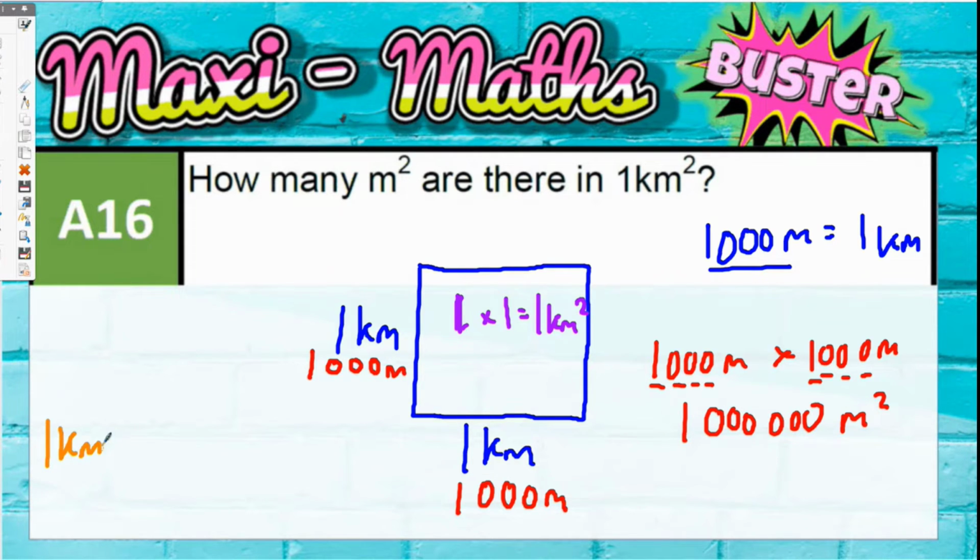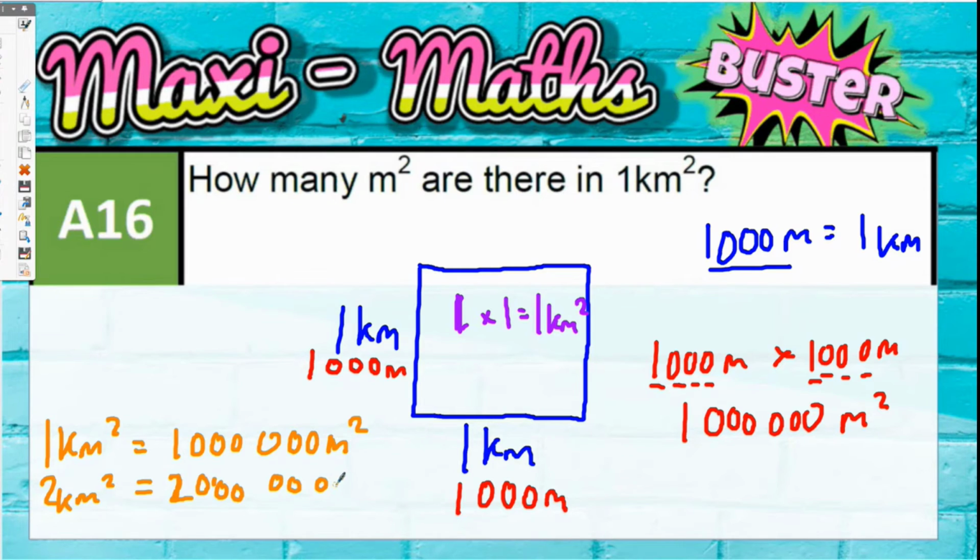In 1 kilometer squared, there is actually 1,000,000 meters squared. And you could go on building up facts. So 2 kilometers squared would actually be 2,000,000 meters squared. And one more, 7 kilometers squared would actually be 7,000,000 meters squared.